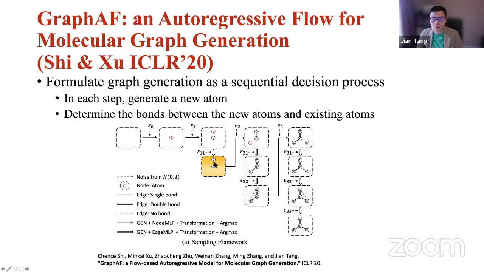For example, we have to determine that there's a double bond between the two, right? And then in this stage, let's say we generate a carbon, so we need to determine the bond between this carbon and this carbon. There's a single bond. What is the edge between this carbon and this oxygen? There's no edge between the two, right? We can continue this generation process until, for the newly generated atom, there are no edges between it and the existing ones. In this case, we stop the generation process. So this is for the inference.